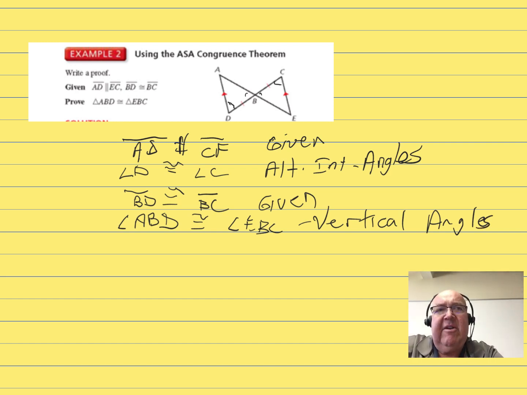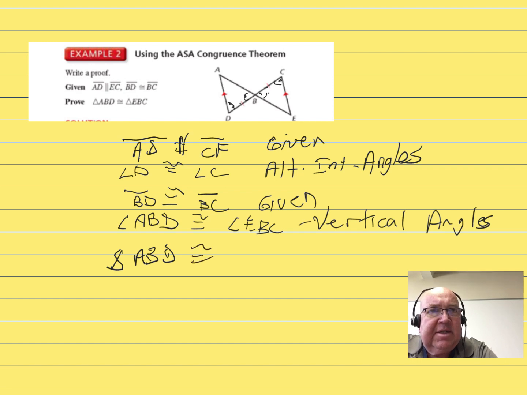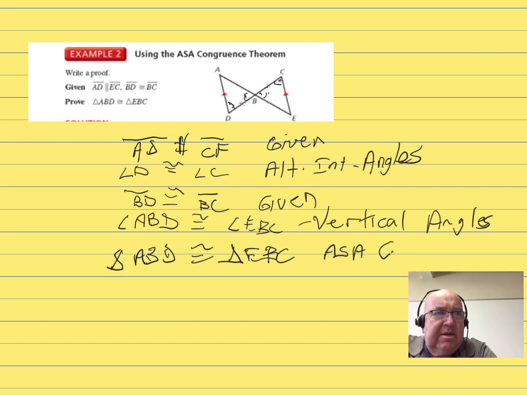So now we have two angles congruent in here, angles congruent here, and the side congruent in the middle. So now we can say that triangle ABD is congruent to triangle EBC, and that is the angle side angle congruence theorem.